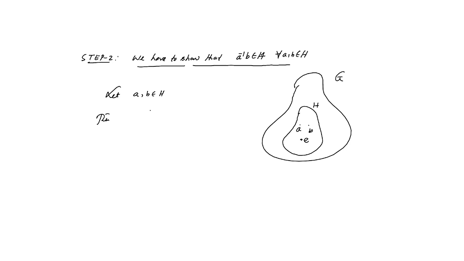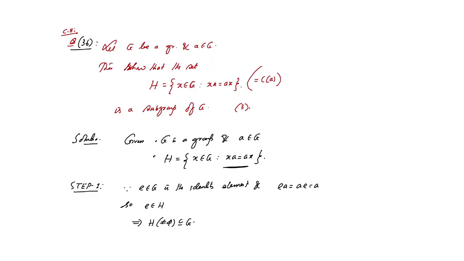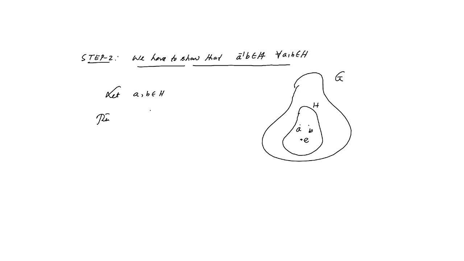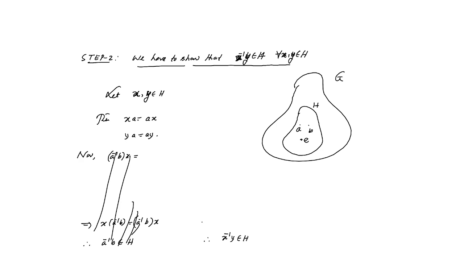Then, this is not AB, I'll take say XY, because A is already there, we are doing XY. XY belongs to H. Since X belongs to H, XA equals AX and YA equals AY. Now what we have to show is X inverse Y belongs to H. That means we will show X inverse Y A equals A X inverse Y. That we have to show.